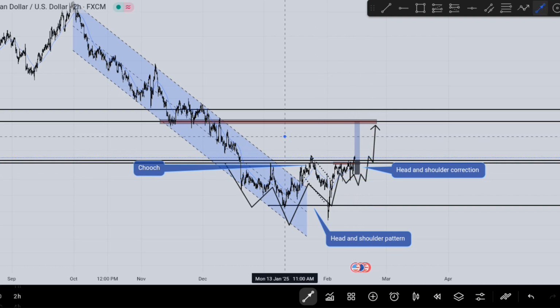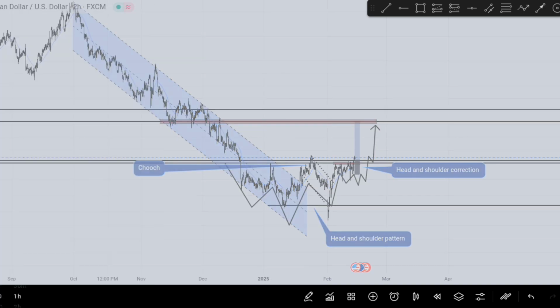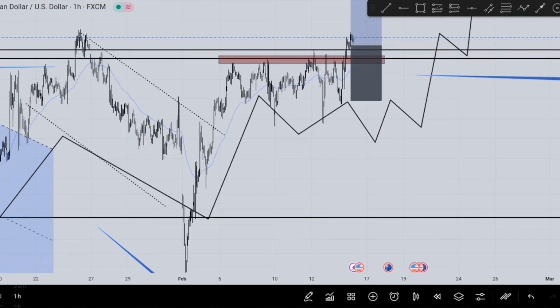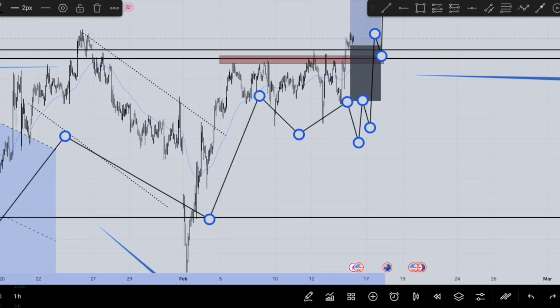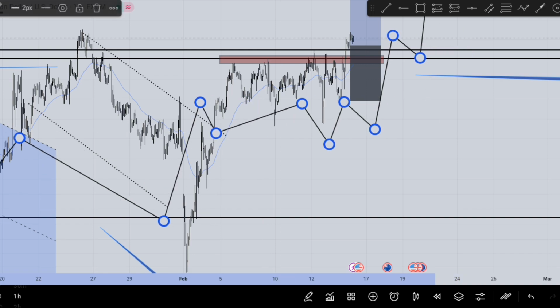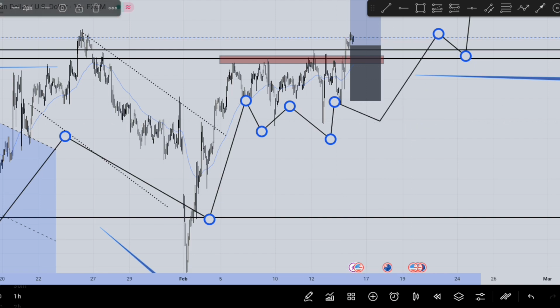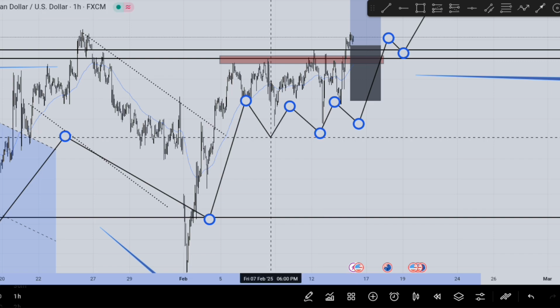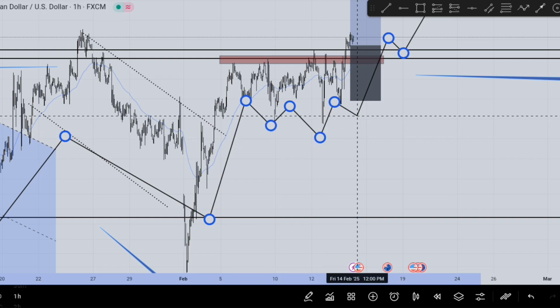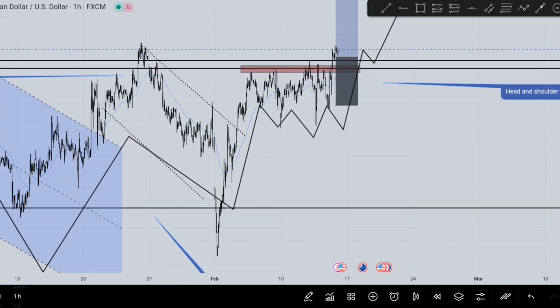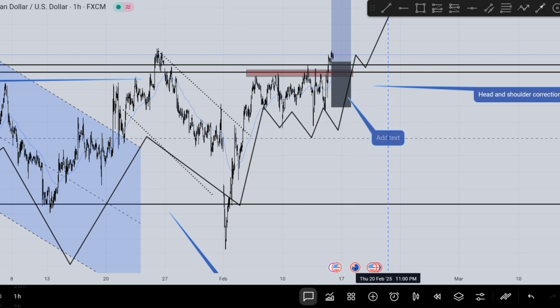Then let's get down to the 1 hour time frame, guys. What can we see here? This looks like a clean head and shoulder pattern. If you watch at this point, this looks like a head and shoulder pattern. I don't need any other confirmation to go long on this trade. Understand? I don't need any confirmation to go long on this trade.